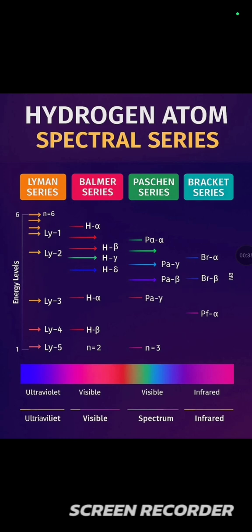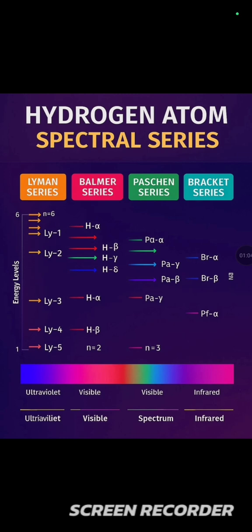First and foremost, we need to understand what a spectrum is. Whenever an atom absorbs or emits energy, electrons jump from one energy level to another. When these jumps happen, specific wavelengths of light are either absorbed or emitted. This is what we call a spectrum or spectral lines. There are two types of spectrum: the emission spectrum, where the atom emits light, and the absorption spectrum, where the atom absorbs light.